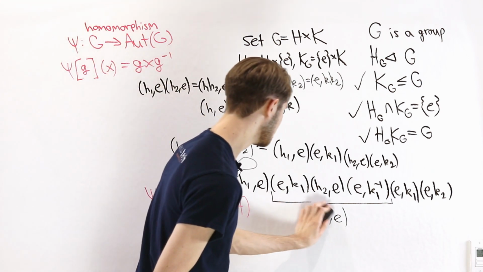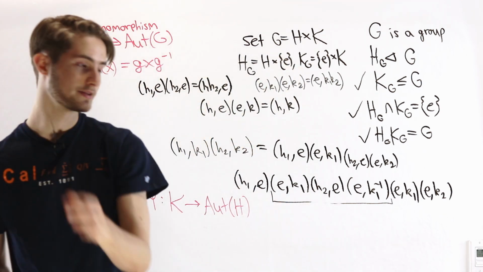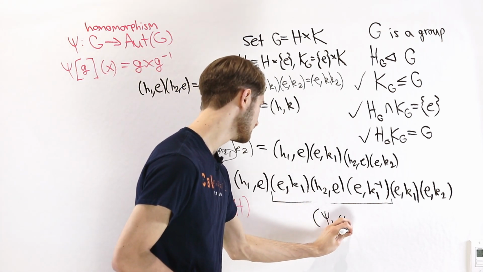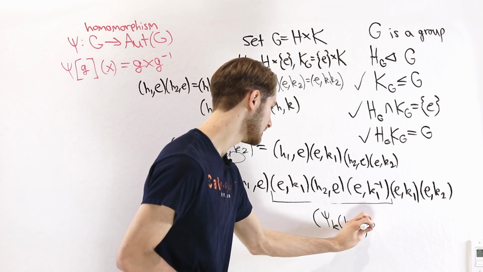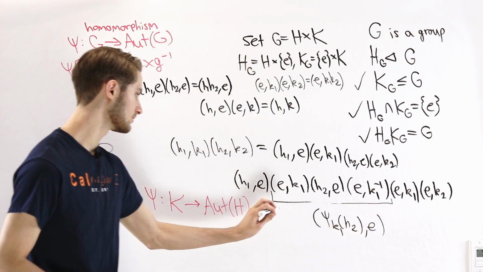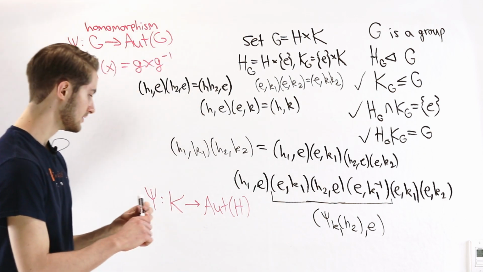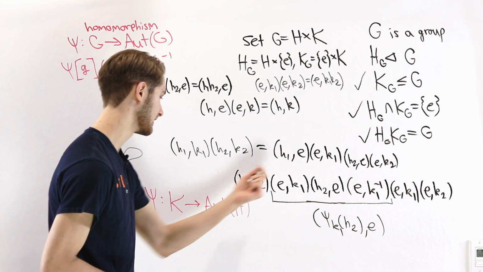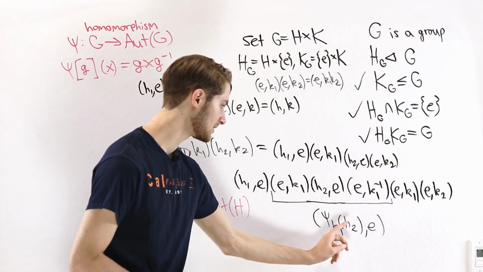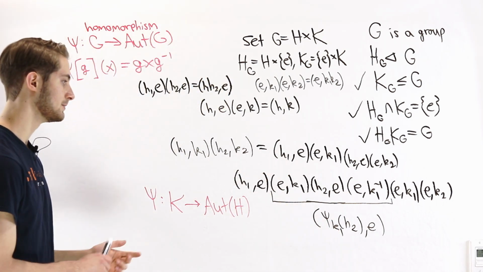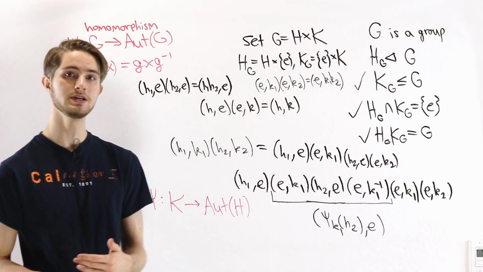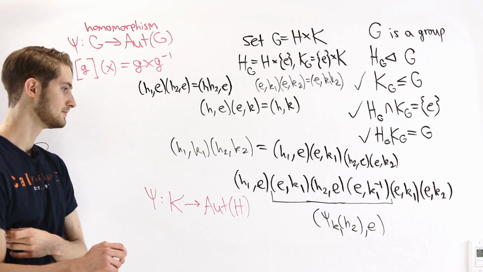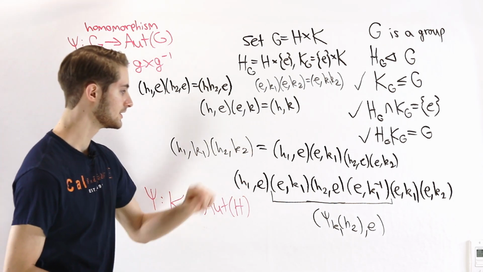Therefore, by definition, what we have down here, this (h, e), is really psi of k applied to h2 in this case, comma e. And in this case, we're also looking at k1. So this psi describes conjugation when we conjugate h by k. It's given by psi sub k1 of (h2, e). But specifically, this map has to be a homomorphism from K into the automorphism group of H. And now we're able to finish doing this product.